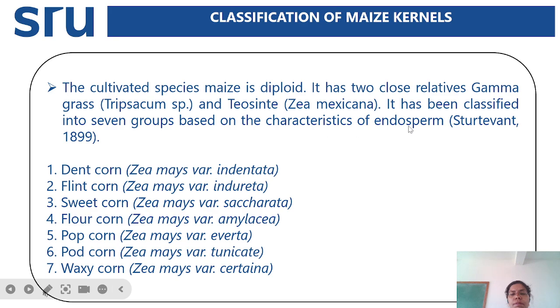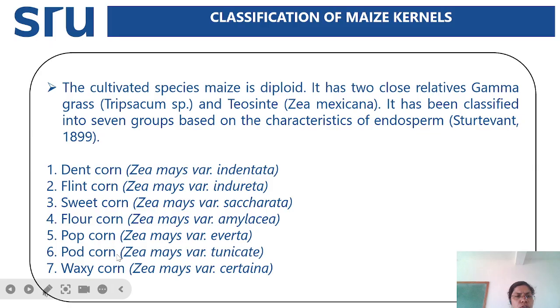Based on the endosperm, the corn or maize is divided into seven different types by Sutherland in 1899. Dent corn, the scientific name is Zea mays var. indentata; next is flint corn, Zea mays var. indurata; next is sweet corn, Zea mays saccharata; next is flour corn, Zea mays amylacea; next is popcorn, Zea mays everta; then pod corn, Zea mays tunicata; and waxy corn, Zea mays ceratina.